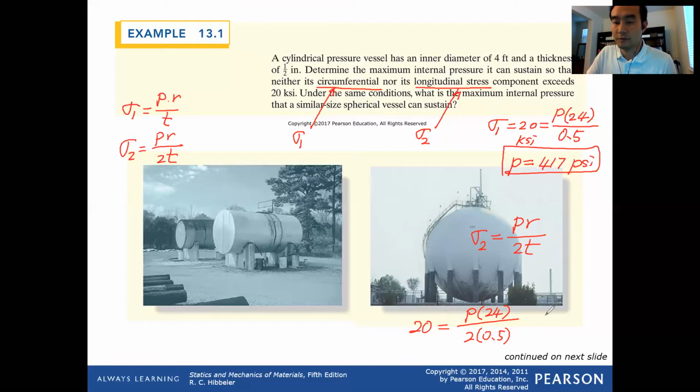So when you solve it for P, you can easily imagine that it's going to be the previous result multiplied by 2, which is 833 psi in this case. There is a rounding error between 417 and 833. So that's how we can get the answer for this example 13.1.